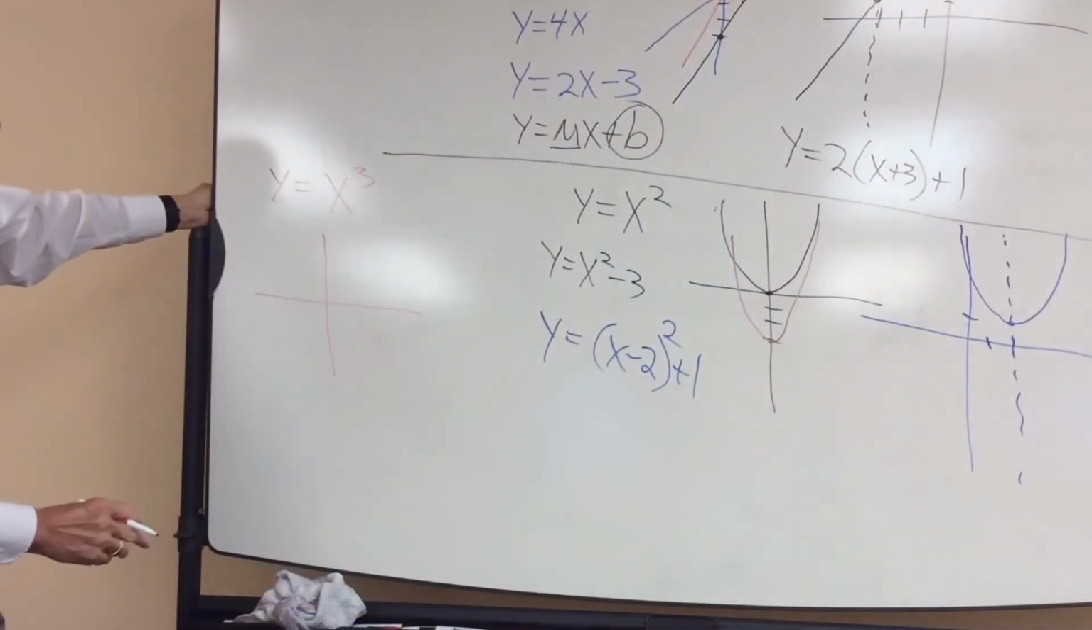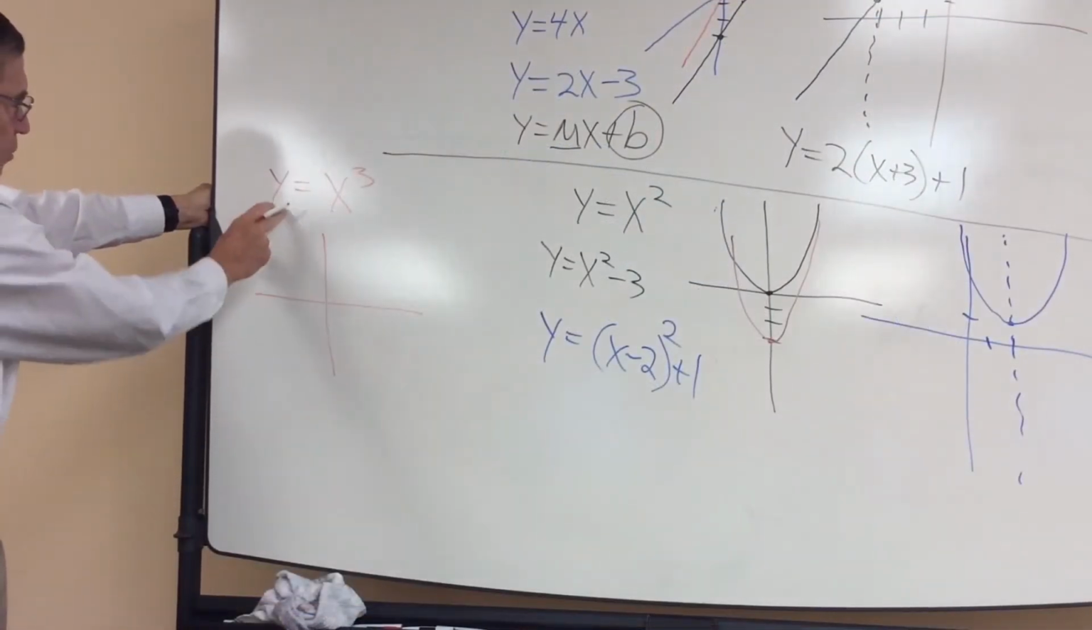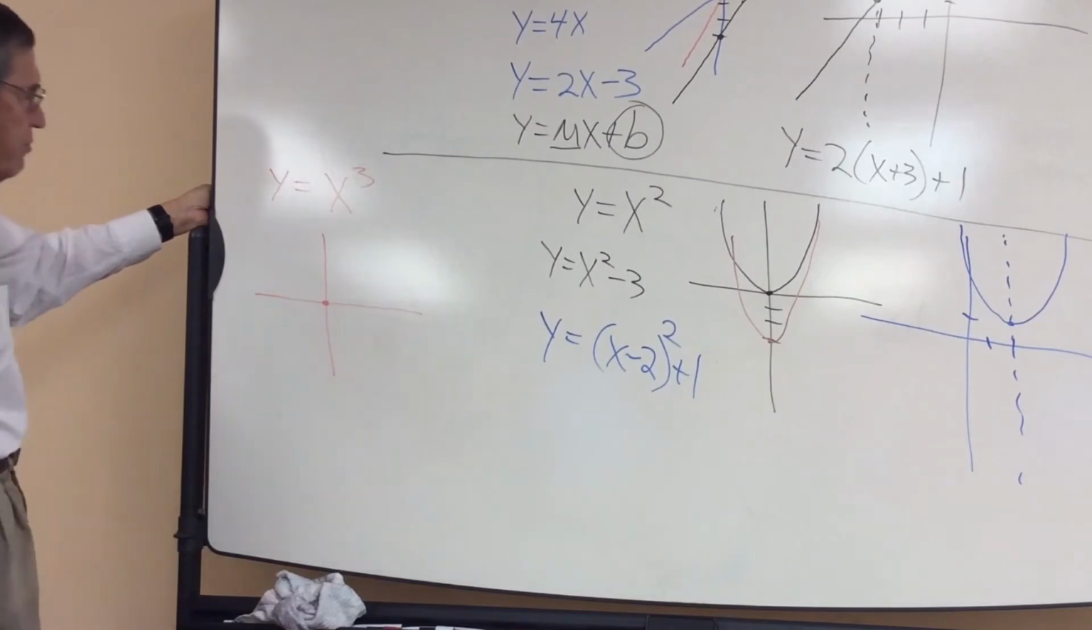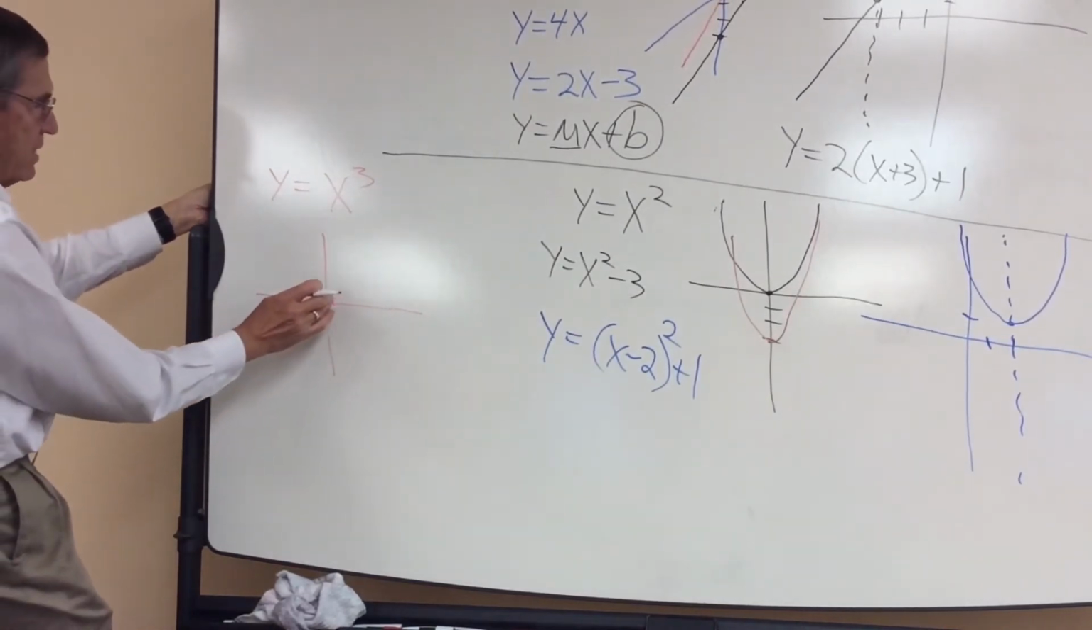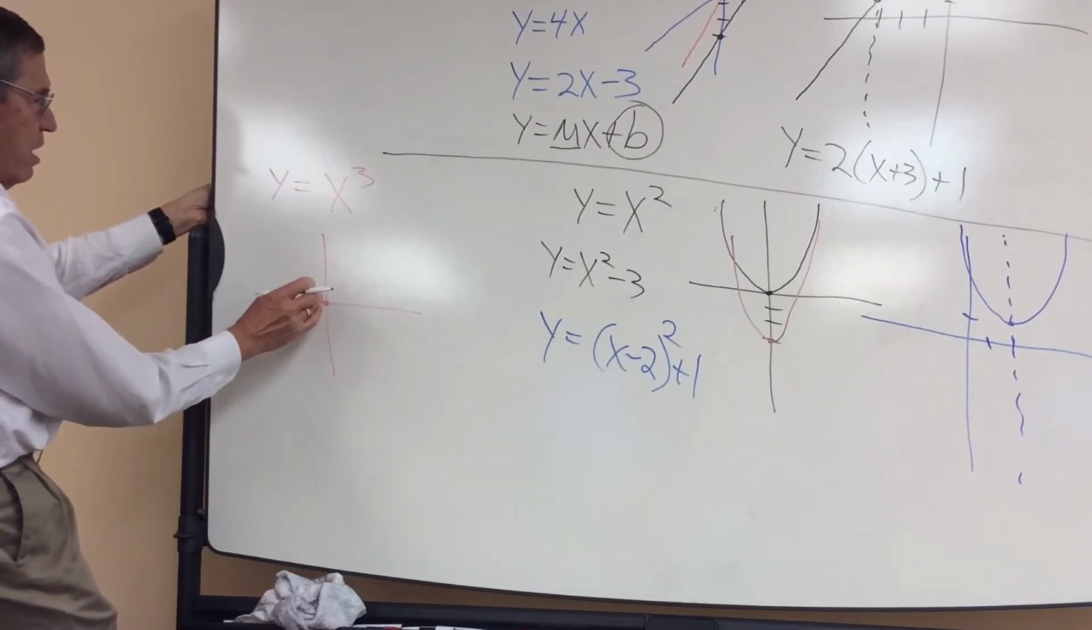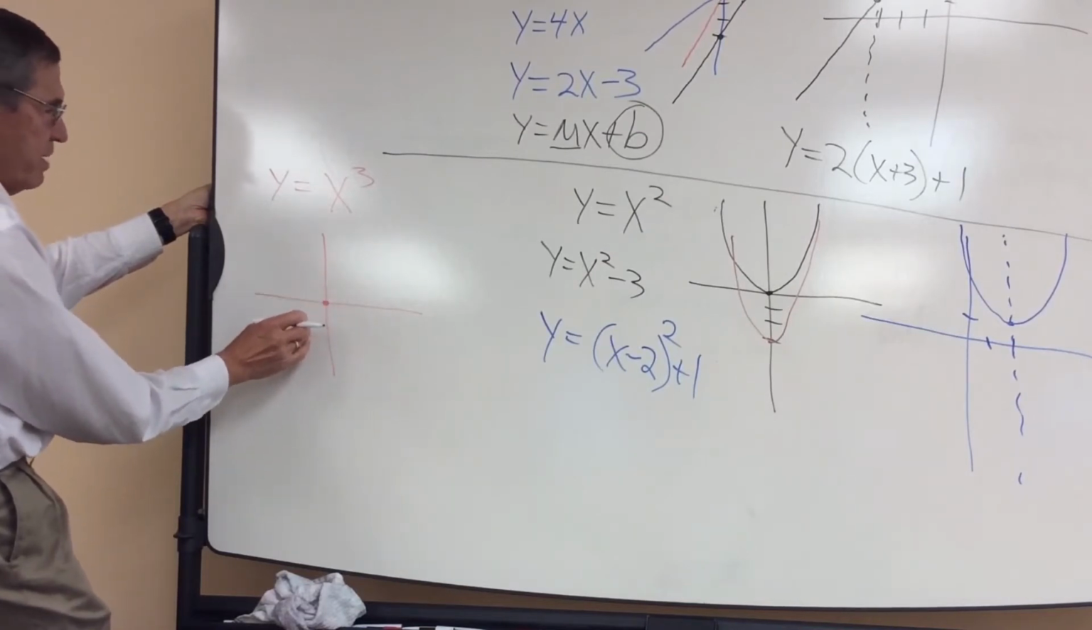Okay, let's think about that a second. When x equals 0, y equals 0, so we know that's going to go right through the origin. Now what happens when x gets big? When x is 1, you cube it, you get plus 1. When x is minus 1, you cube it, and you get minus 1.